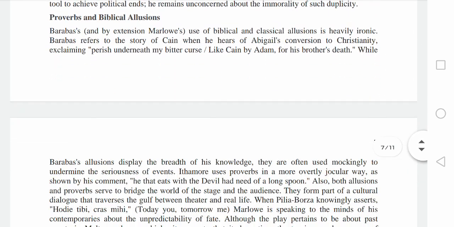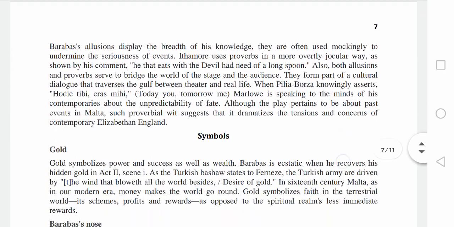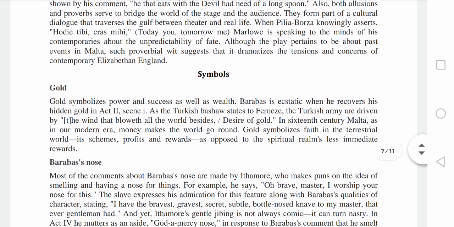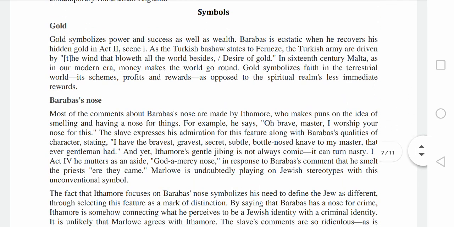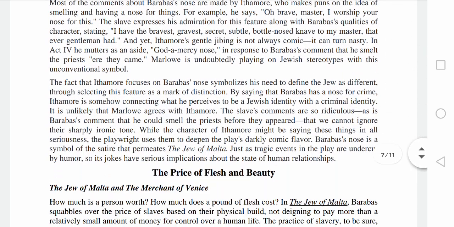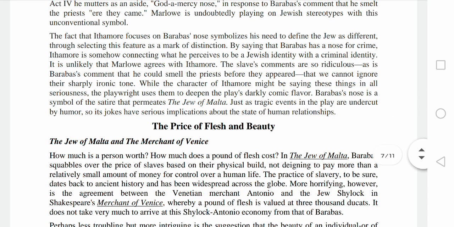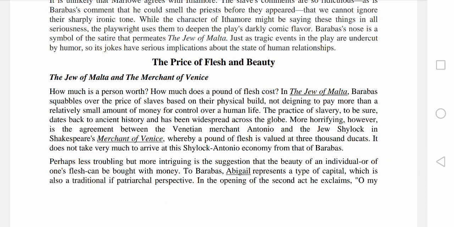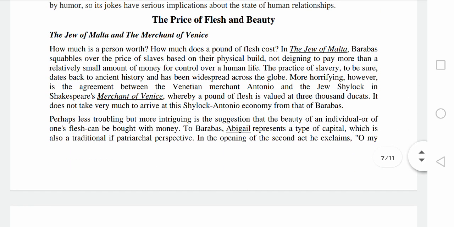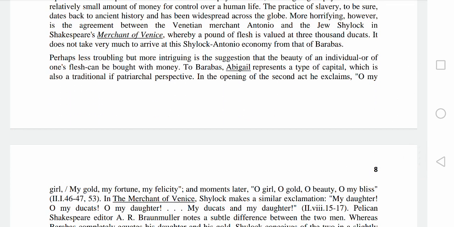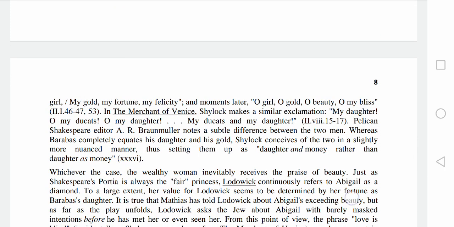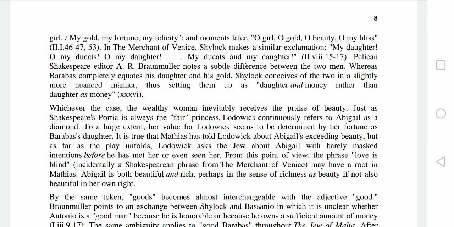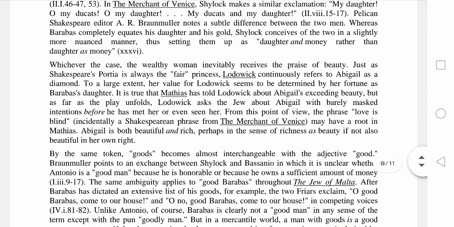Biblical allusions are very important here, and you can see. Talking about the symbols: gold, Barabbas' nose is also symbolic, and the price of flesh and beauty. We can also relate it with The Merchant of Venice, since we all know how William Shakespeare and Christopher Marlowe are interrelated. It is sometimes said, in fact it's a great controversy, that Shakespeare is the same person as Christopher Marlowe, and both of them are interrelated.